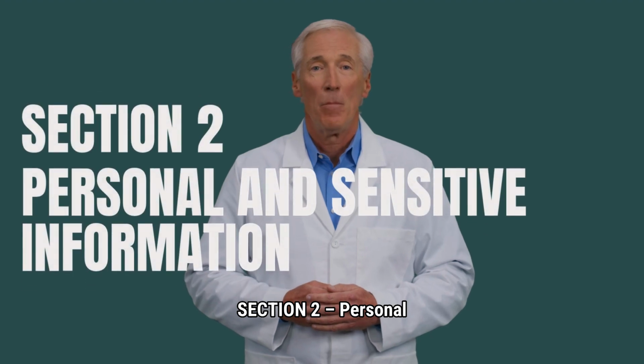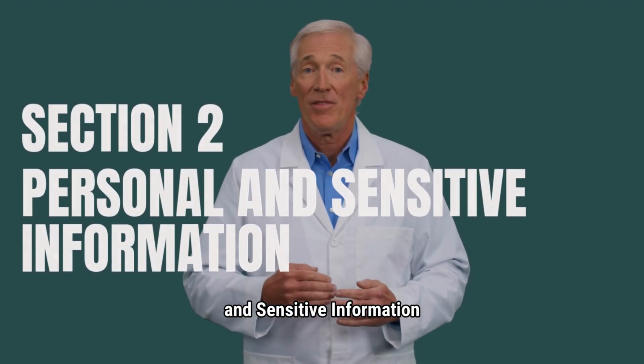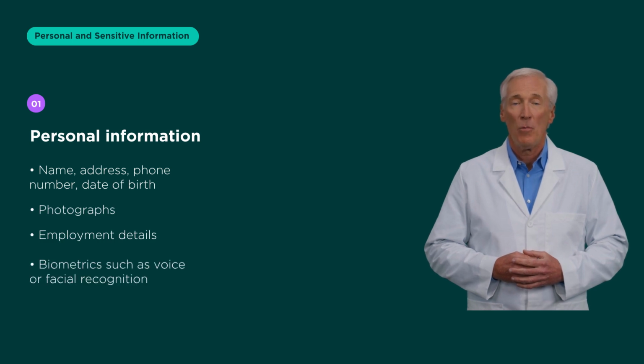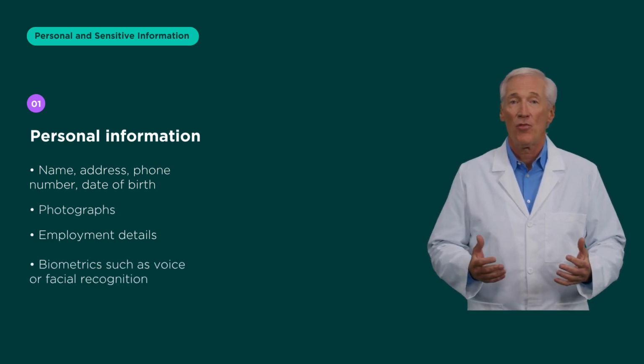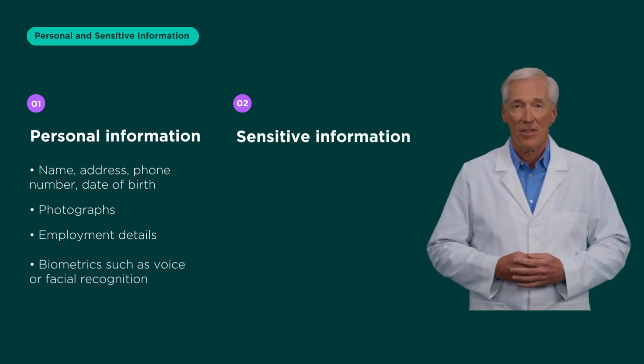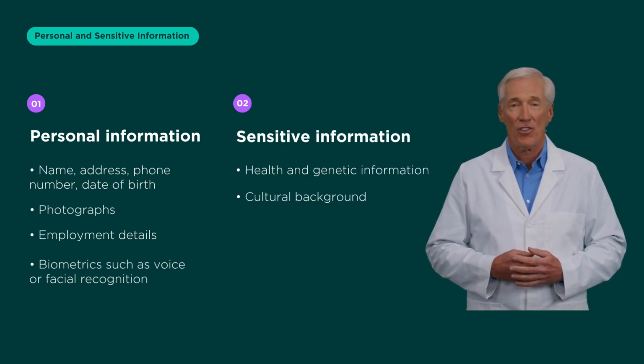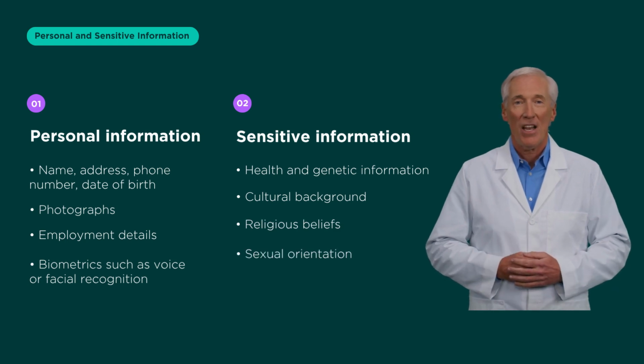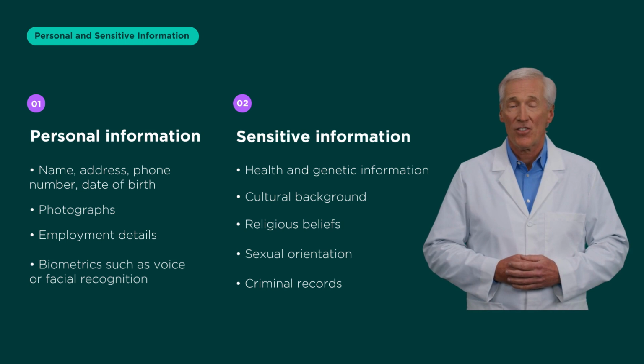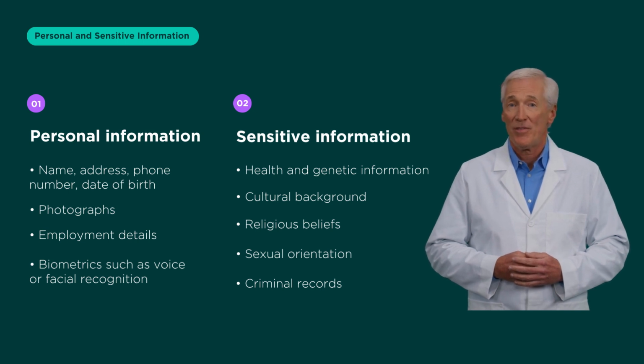Section 2. Personal and sensitive information. As an aged care worker, you handle personal and sensitive information. Personal information includes name, address, phone number, date of birth, photographs, employment details, and biometrics such as voice or facial recognition. Sensitive information includes health and genetic information, cultural background, religious beliefs, sexual orientation, and criminal records. Sensitive information requires extra protection.